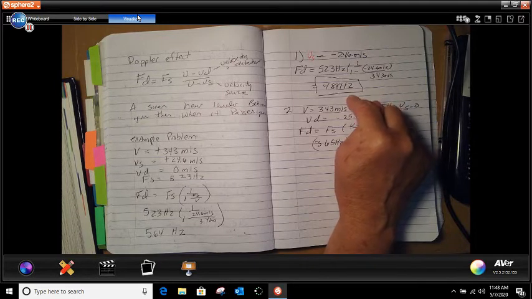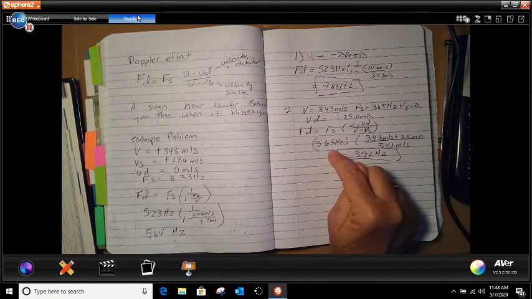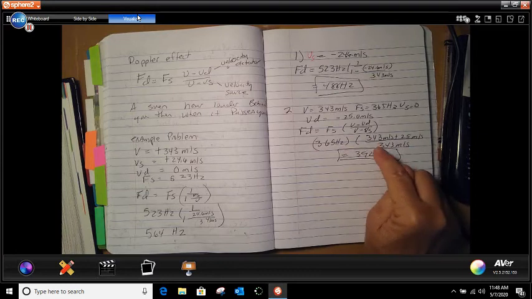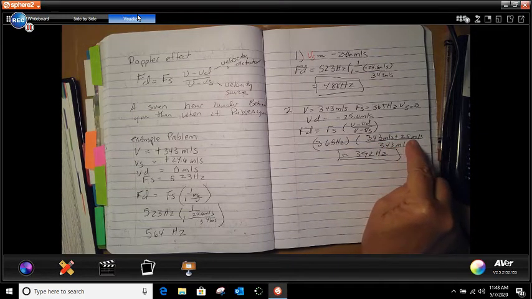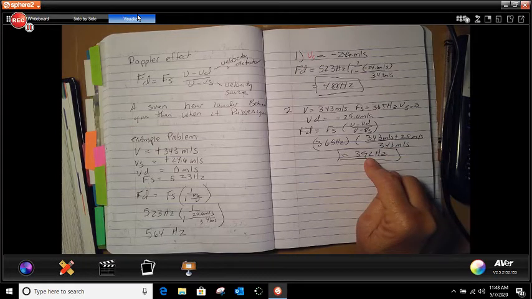And then number 2, if you are in an automobile, like in 1, traveling toward the sound from the pole mounted on a warning siren. If the siren's frequency is 365 hertz, what is the frequency that you hear? Use 343 meters per second for the speed of sound. So I'm taking the 365 hertz, and I'm multiplying that by 343 plus 25 divided by 343, which I get 392.